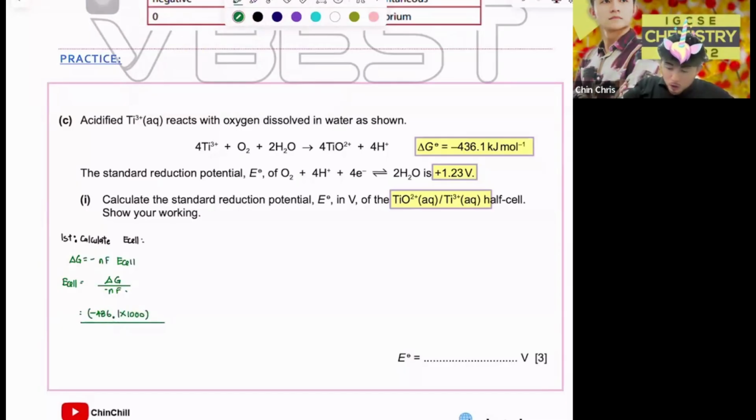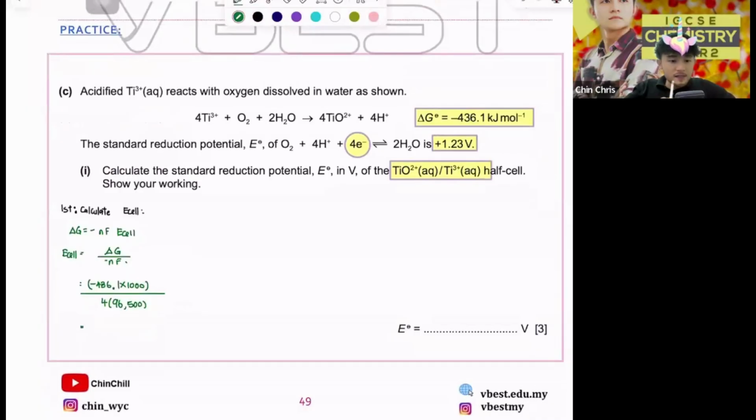Then how many mole of electron is being transferred? Do you see 4 mole of electron is being transferred? Can see that? So 4, 96,500. How much in total? So your answer is negative, negative is positive 1.13 volt. Correct.